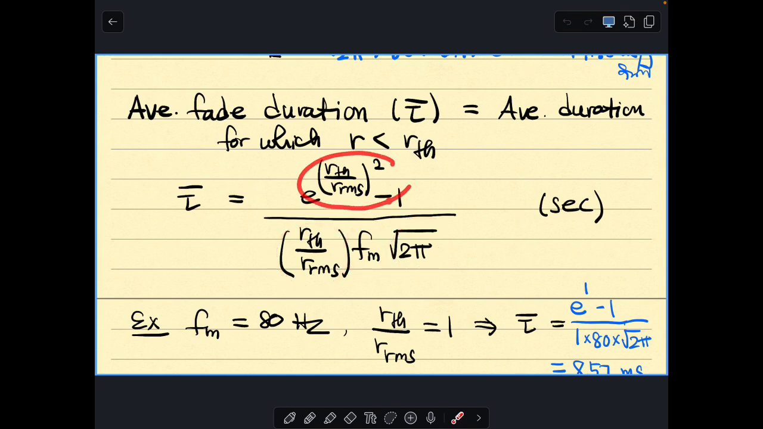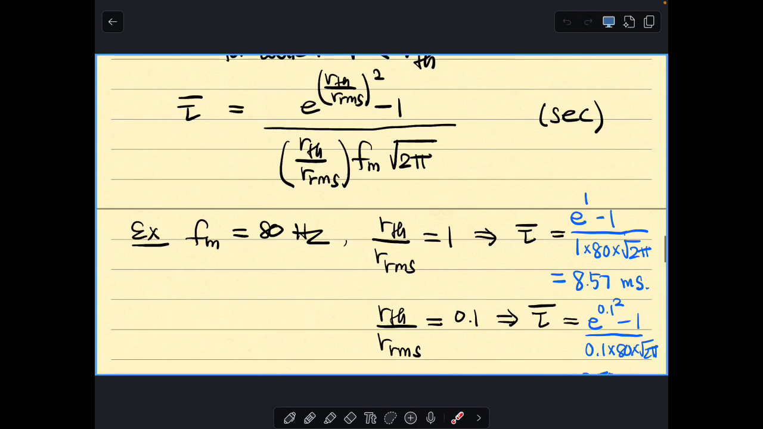So on the top, there's no unit. Square root of 2 pi is no unit. What is the unit of Fm? Hertz. So 1 over hertz. What is 1 over hertz? Right, so the unit of this fade duration is in terms of seconds.